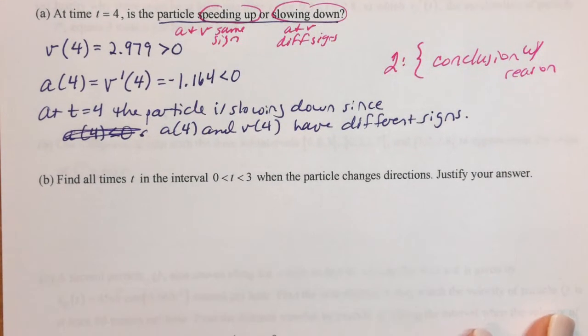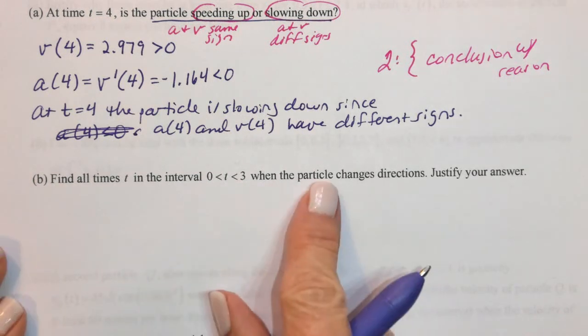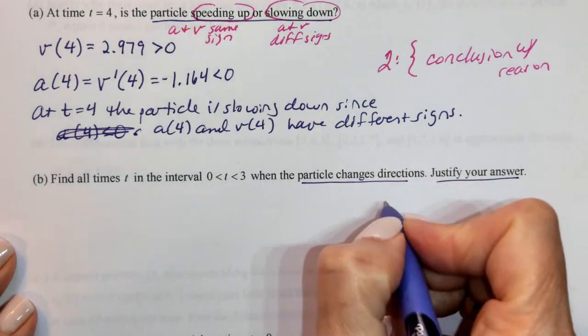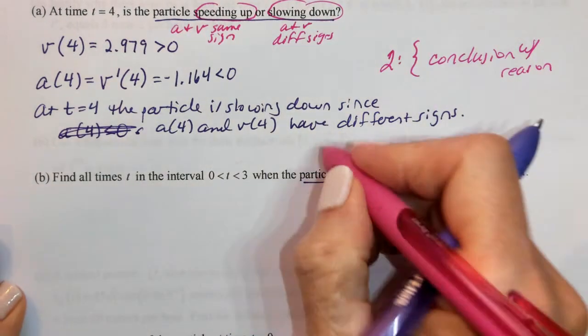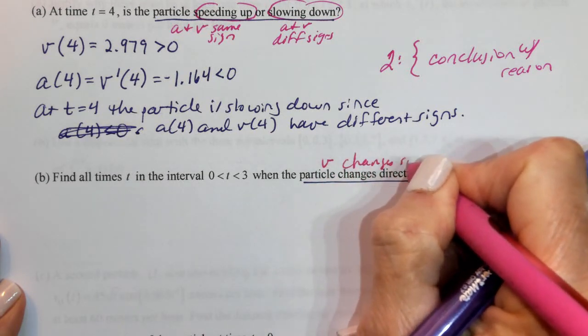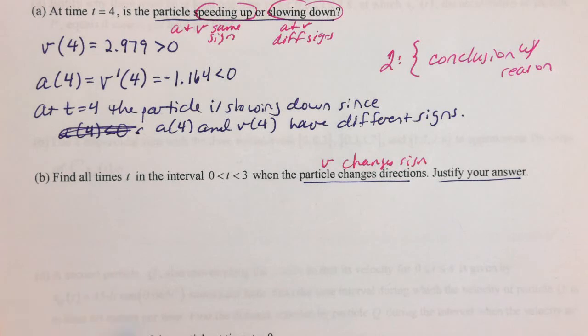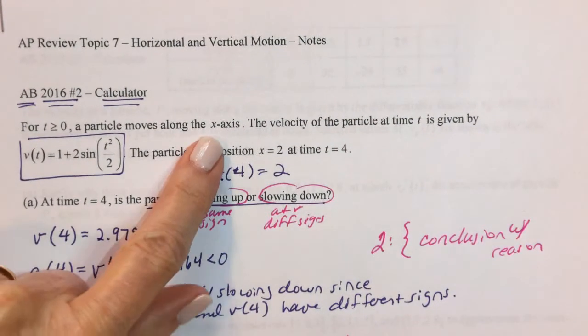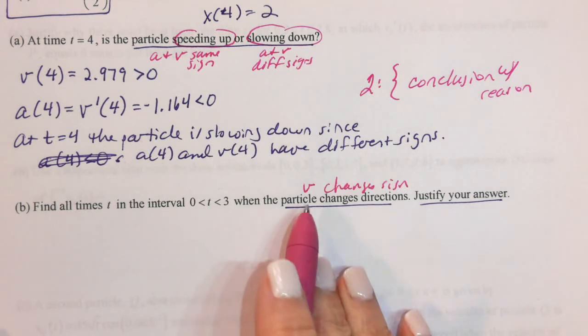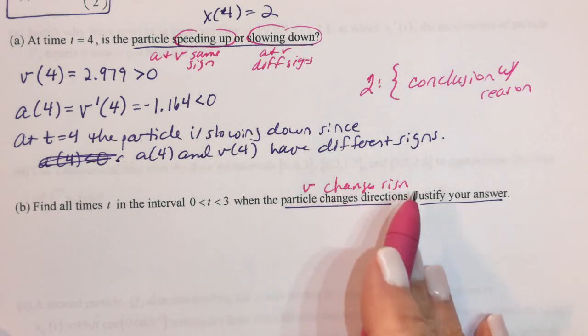All right, part B. Find all the times in the interval when the particle changes directions and justify your answer. Change in direction is when V changes signs. Remember, when V is positive, we're going to the right. When V is negative, we're going to the left. Or if we were moving on the y-axis, when V is positive, we would be going up, and when V is negative, we would be going down. So change in direction means V changes signs.